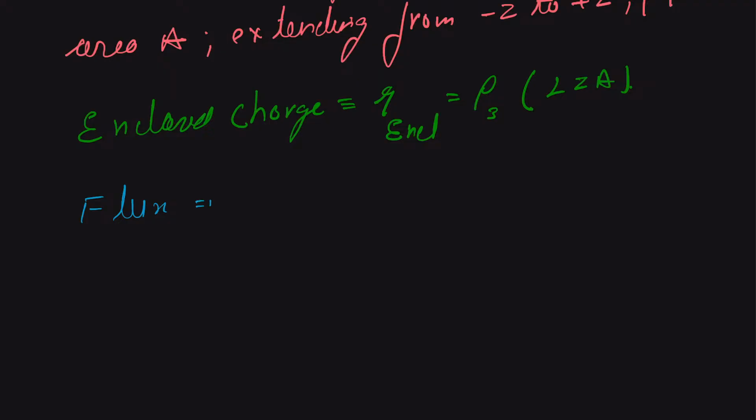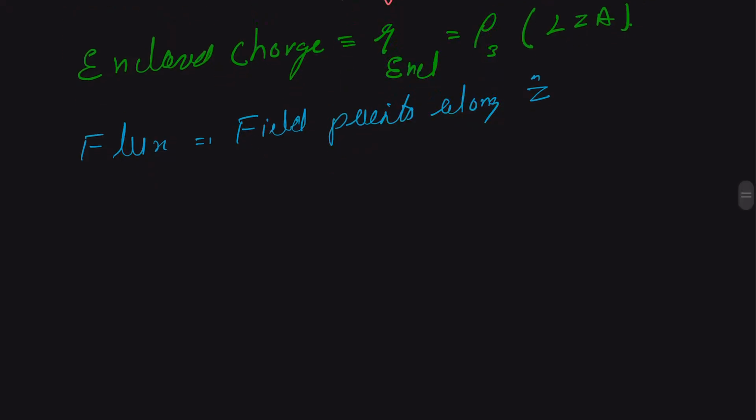So we know that our field points along our z axis. Therefore, we can write our flux will be equal to Ez times area plus Ez times area, okay, because there are two surfaces, and that will be equal to twice Ez times A.